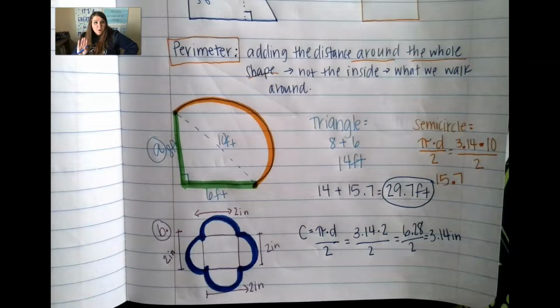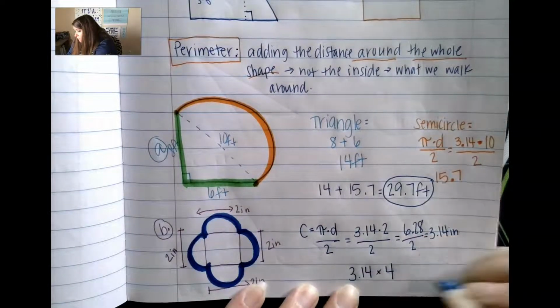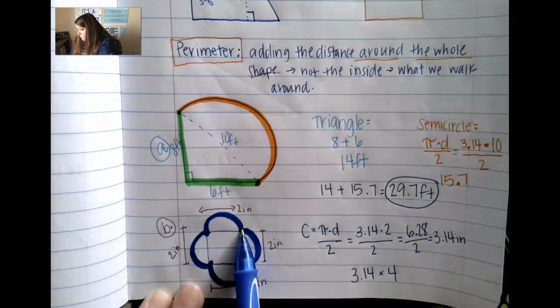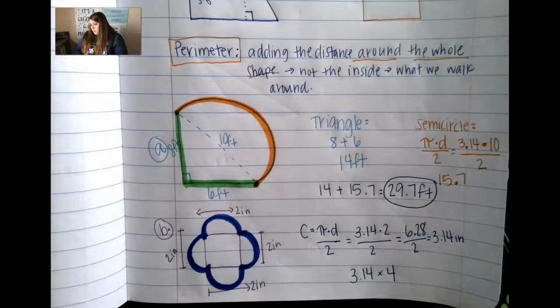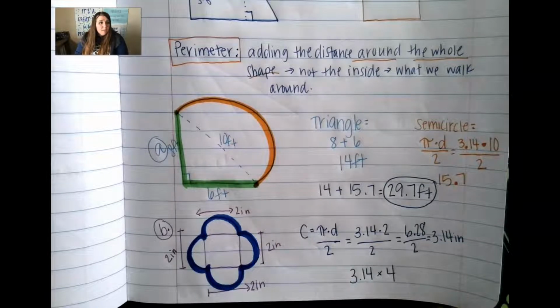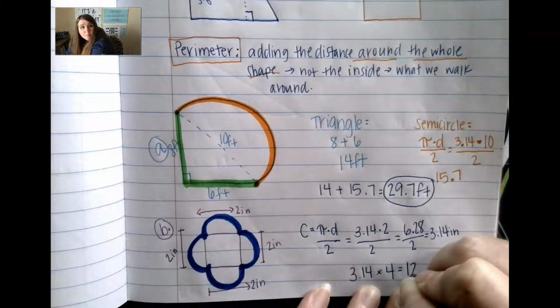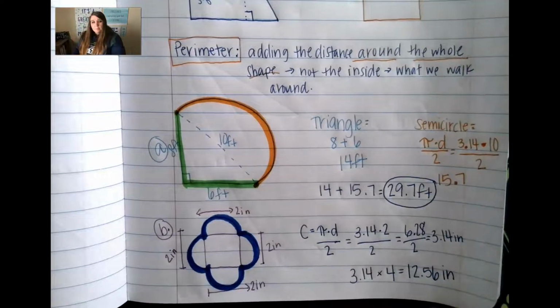And I have 4 that are identical. So I'm just going to take 3.14 and I'm going to multiply that by 4. So this is 3.14, this one's 3.14, this one is, and this one. So the perimeter is plus each of those, or I'm just going to multiply it by 4 because I can. This means the exact same thing. And I get 12.56 inches.